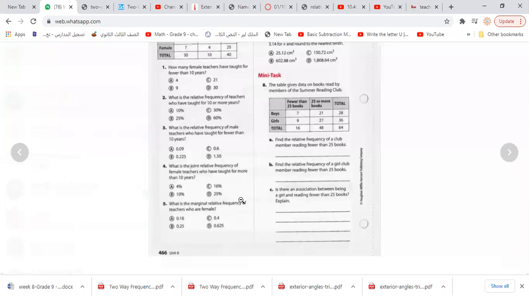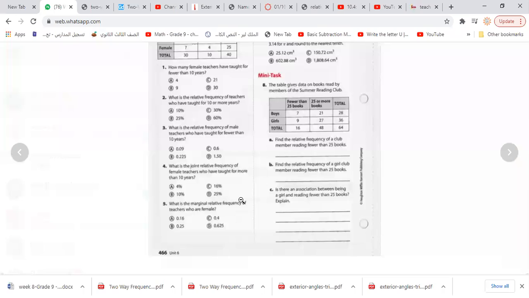The table gives data on books read by members of the summer reading club. So the data is in front of you now. Question number 1: find the relative frequency of a club member reading fewer than 25 books. How will we find this?